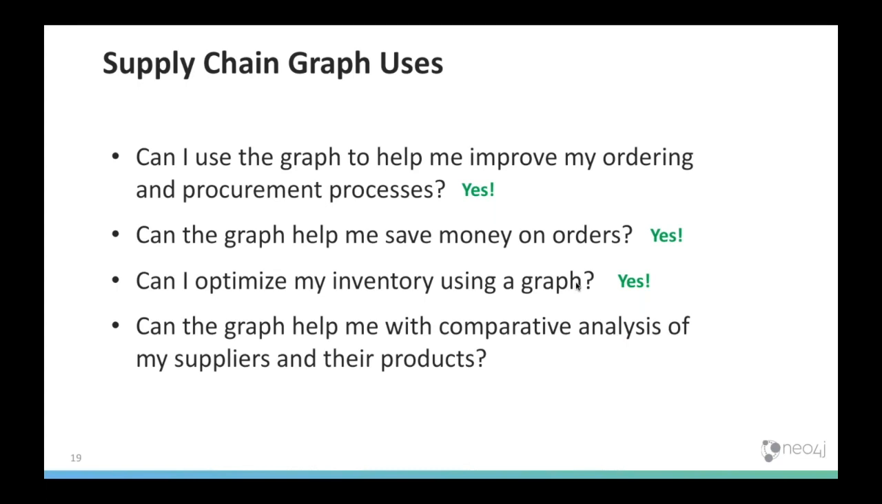supply versus demand. And then, can the graph help you with comparative analysis of your suppliers and their products? Yes. So again, having that holistic view of all of your suppliers, understanding your terms, what issues you might have had with them in the past, cost, any geopolitical risk, then you can start comparing suppliers and making better decisions about which ones to work with in a particular case.